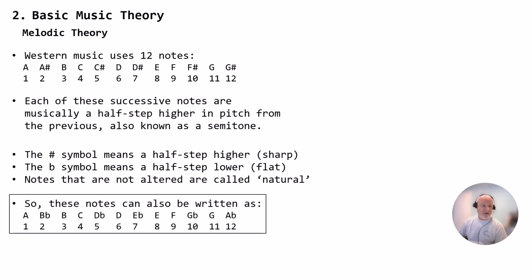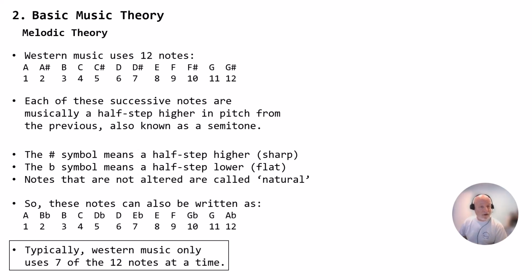So, since you have a flat symbol and a sharp symbol, those 12 notes that I just showed you at the top can also be written with flats. So instead of A sharp, you can say B flat, because right next to it is a B. So A, B flat, B, C. See, B and C are a half step apart. So A, B flat, B, C, D flat, D, E flat, E, F, G flat, G, A flat, and then back to the A on the next octave.